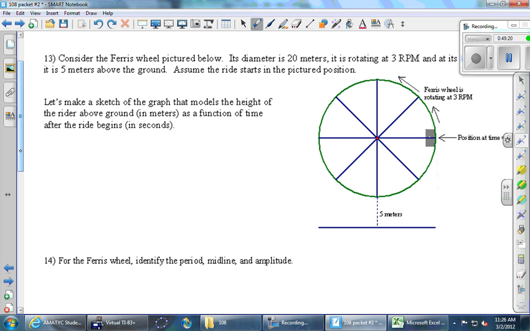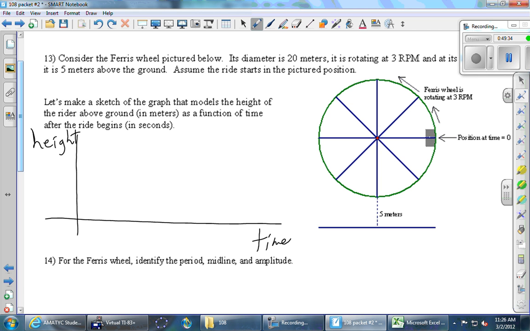Okay, so let's try this. We'll go ahead and start our sketch. We've got t, or time, down here, and we're trying to model the height, so h for height over here. We're going to start the clock when the rider is in that pictured position where the rectangle is over there at the far right. So the first question is, how high is the rider at that moment in time?